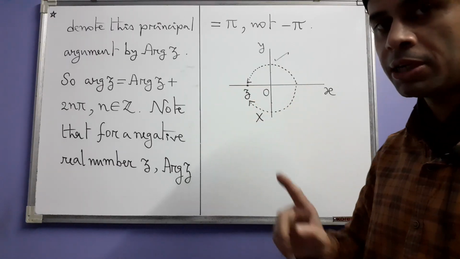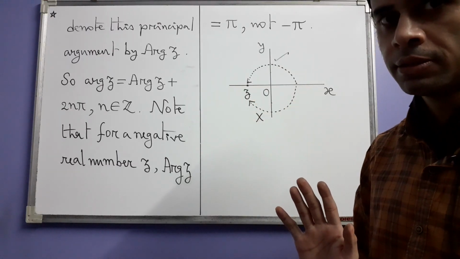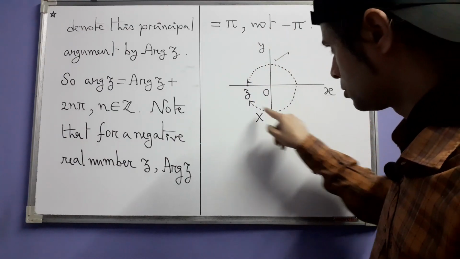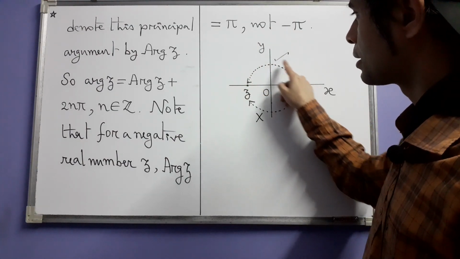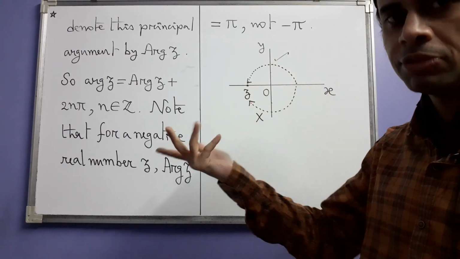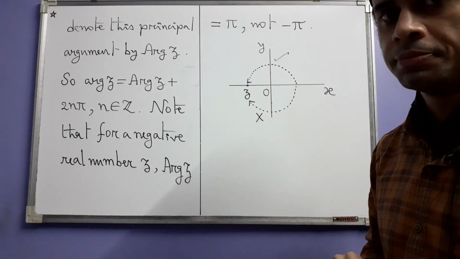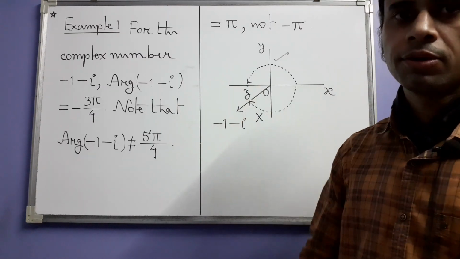But this minus pi is one of the arguments. There are others also, of course. Another one would be this. There is another one, this. Infinitely many. But pi is the principal argument. Let's see this example 1.